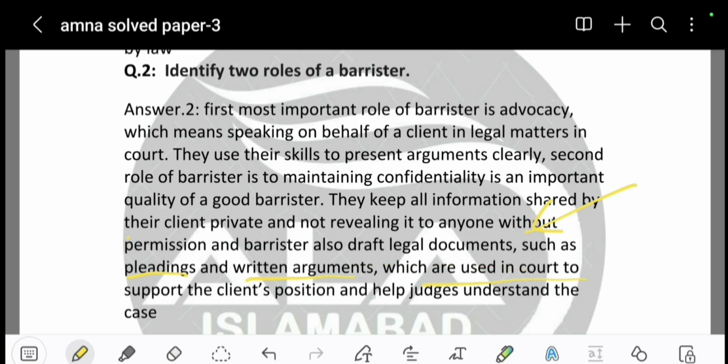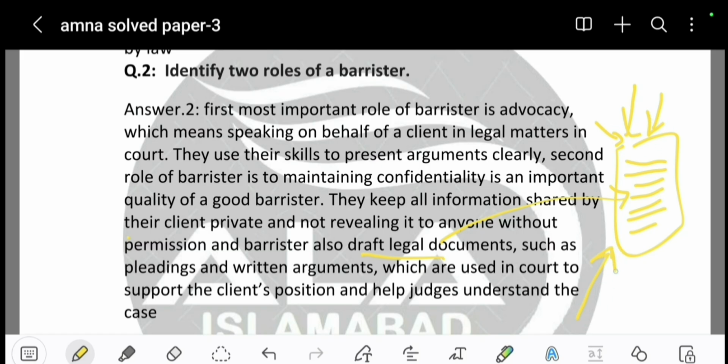which are used in court to support the client's position and help judges understand the case. So basically, in easiest words, I will explain what legal drafting is. Legal drafting is basically a page in which the details of the case are mentioned about the client, where legal words are going to be used in that paper, and the details of the client's information will also be mentioned in this draft.